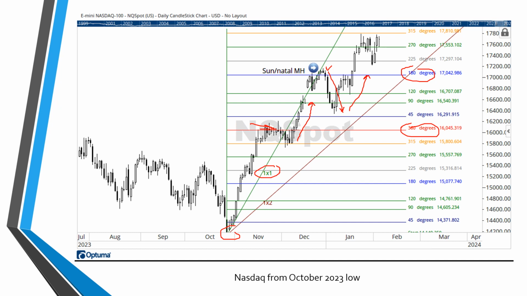Well, we are certainly over halfway through our second revolution around the square of 9. Could we go higher? Yeah, I don't see why not. We're kind of running into some overhead resistance here at 315 degrees, which is kind of an oddball number. I would not be surprised to see it push a little bit higher. And in some of my recent newsletters, I laid out the case for Nasdaq testing the 18,000 level.